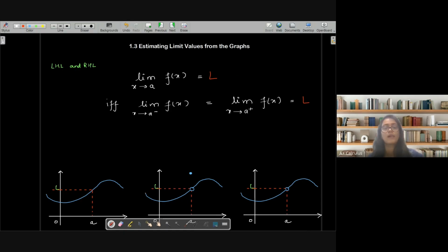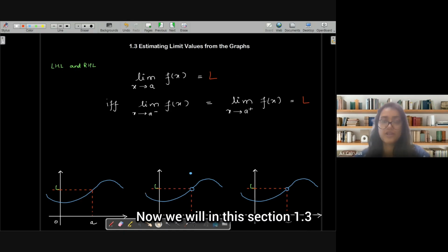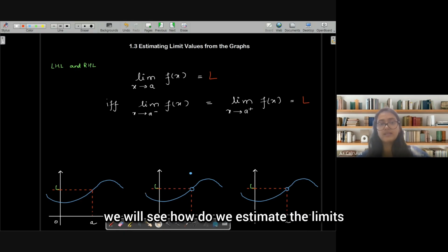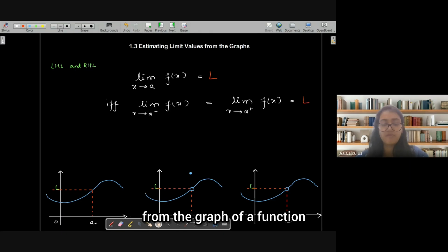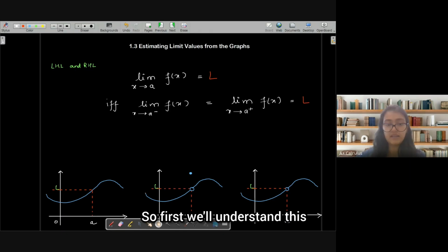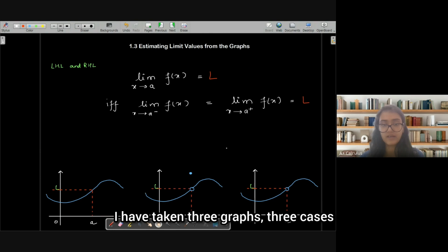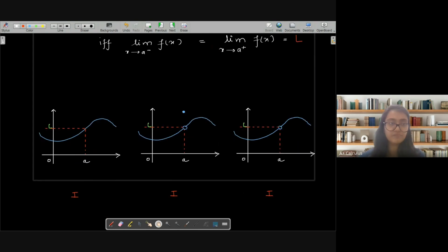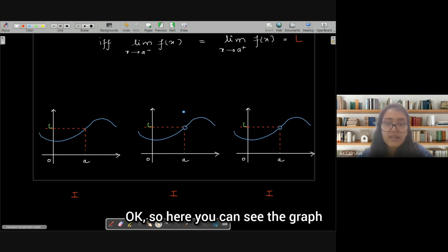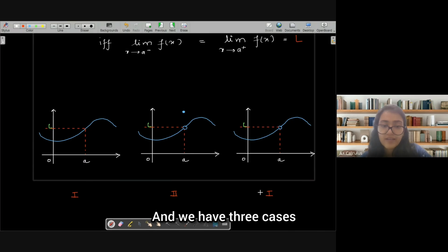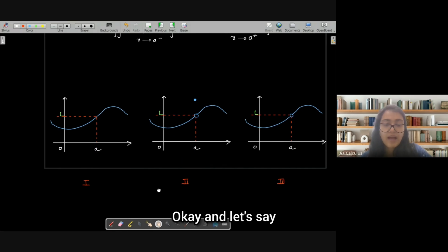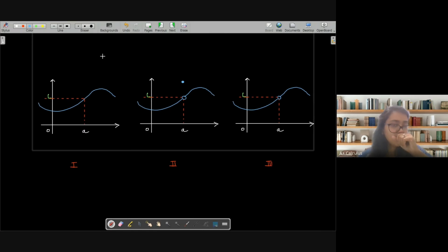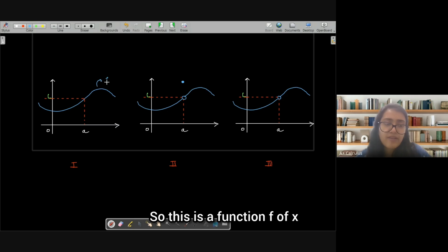Okay. Now in this section 1.3, we will see how we estimate limits from the graph of a function. I have taken 3 graphs, 3 cases. First we'll understand the concept and then we'll do one example. Here you can see the graph in blue color and we have 3 cases. Let's say this is the graph of f of x, a function f of x in blue color.